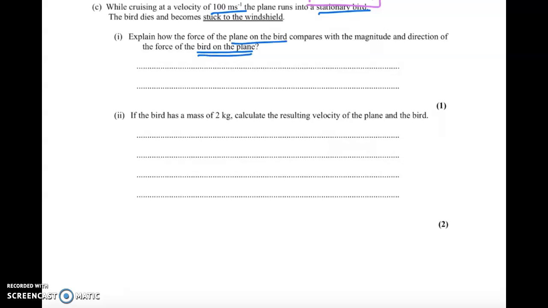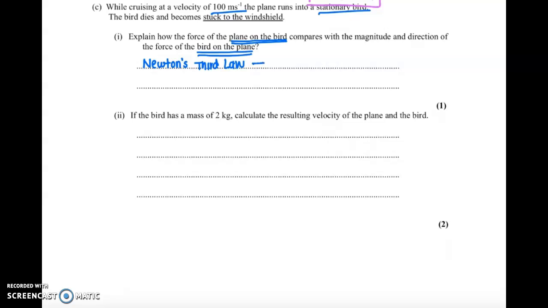The wording of this problem should make you think of something. Plane on bird, bird on plane. This should make you think of Newton's third law. Newton's third law says that for every action, there's an equal and opposite reaction force. Newton's third law will always follow that cadence. Plane on bird, bird on plane.